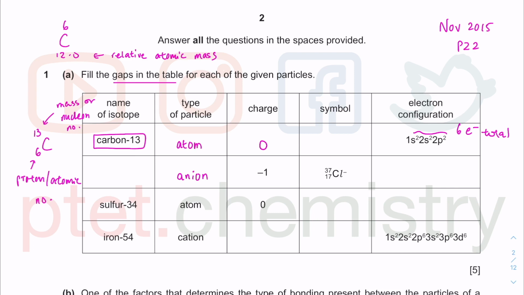And I can go straight to sulfur 34. Sulfur 34 is going to be sulfur, which is element number 16 in the periodic table. And I have 34 nucleons, so the mass number is 34. Since it's an atom, that means I must also have 16 electrons. So I'm just looking at the periodic table, and I'm just looking at sulfur.